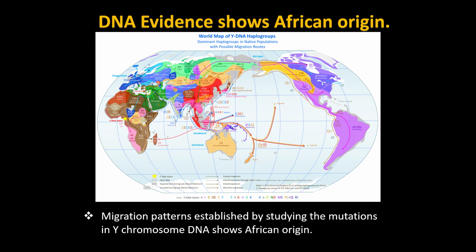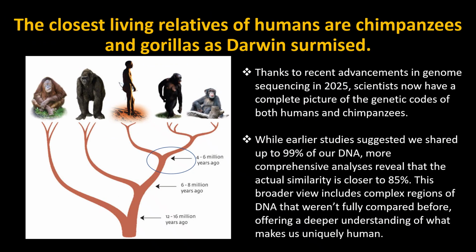Later, relatively small groups of these early Africans migrated out of the continent, gradually spreading across the globe and giving rise to all non-African populations, carrying with them only a fraction of the original genetic diversity, much like taking a few books from a vast library. The closest living relatives of humans are chimpanzees and gorillas, as Darwin surmised.